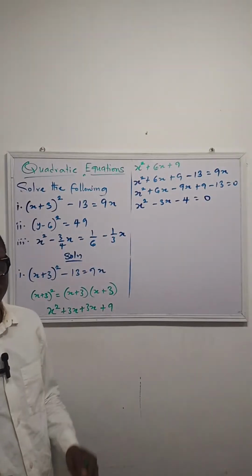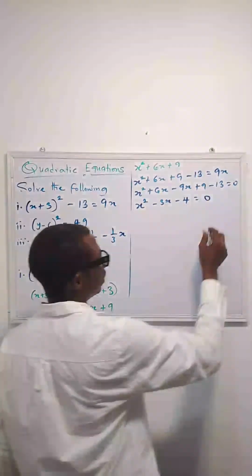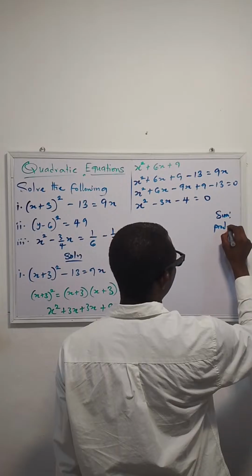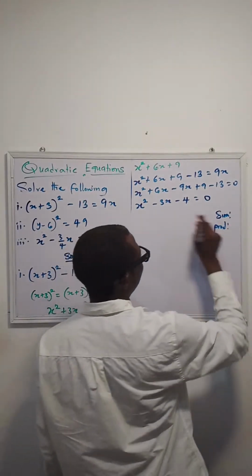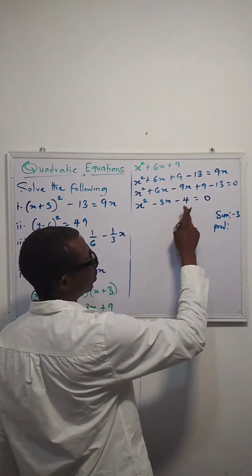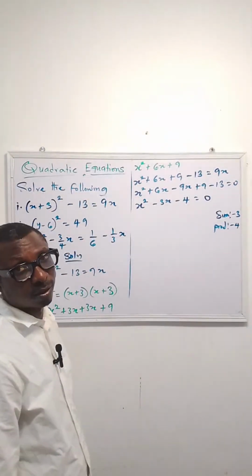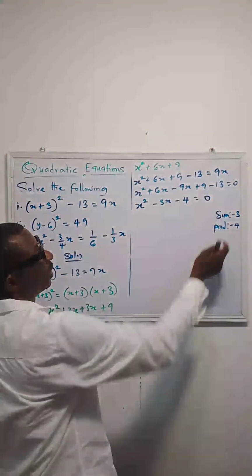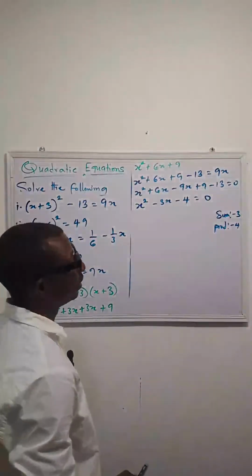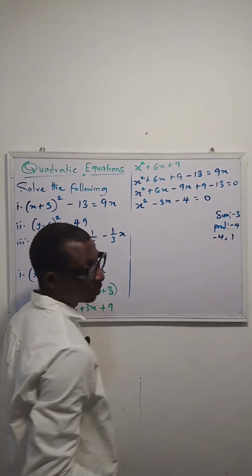So here you can identify your sum and product. What is your sum and what is your product? The sum is the coefficient of x, we all know that. And the product is negative 4. So what are the two numbers that, when you multiply together, give negative 4, and when you add together, give negative 3? We have negative 4 and 1.